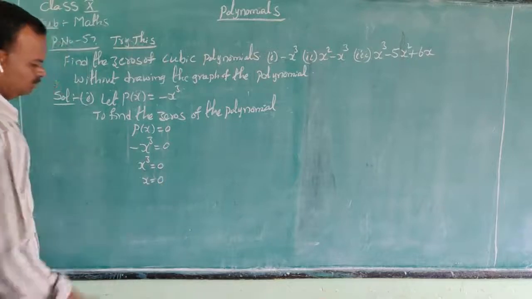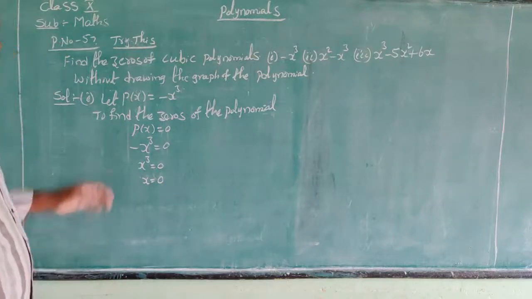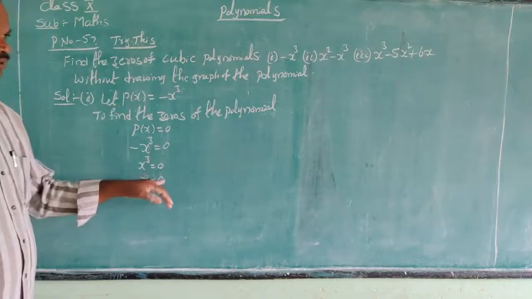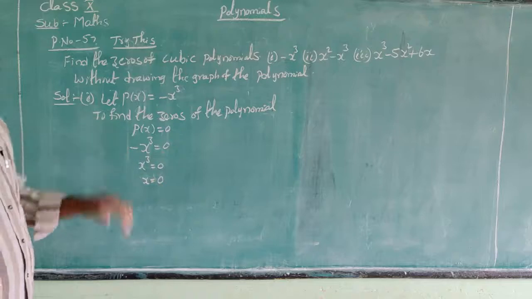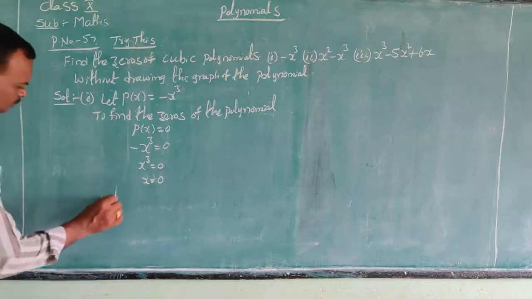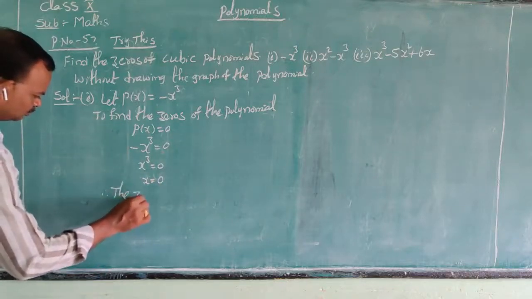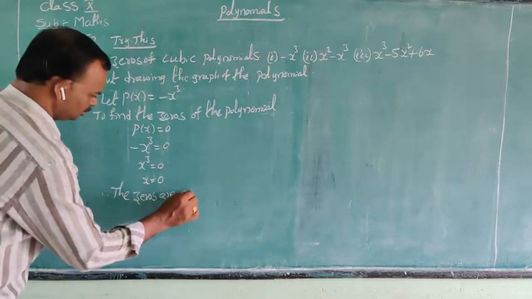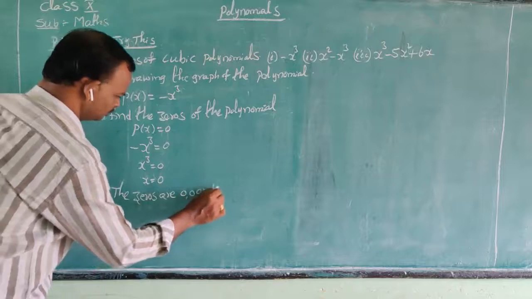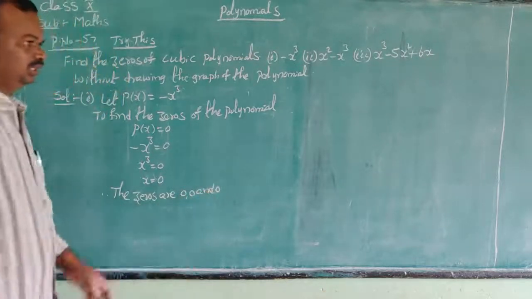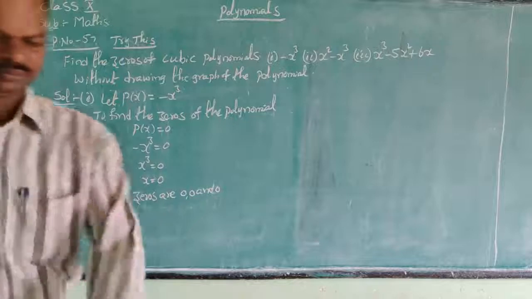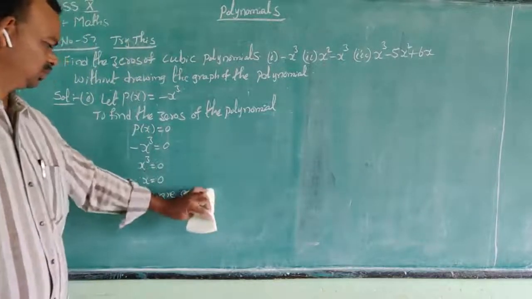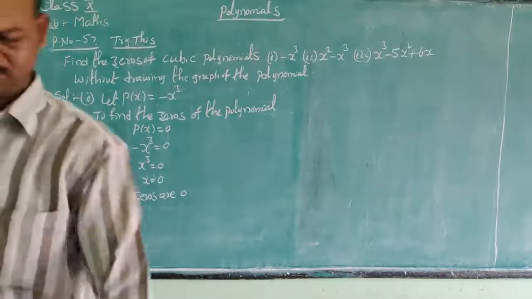It is a cubic polynomial, so there are three zeros that are equal to 0, 0, 0. That means only one zero. Therefore, the zero of the polynomial is 0.